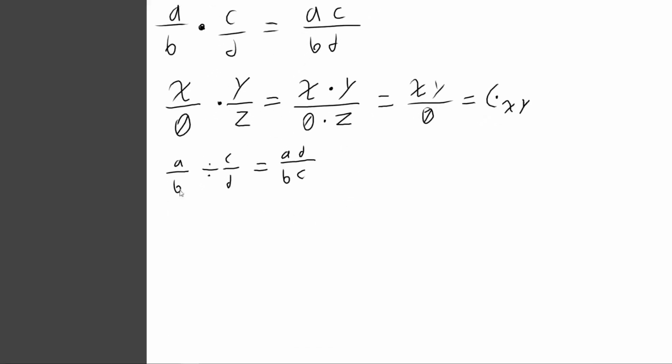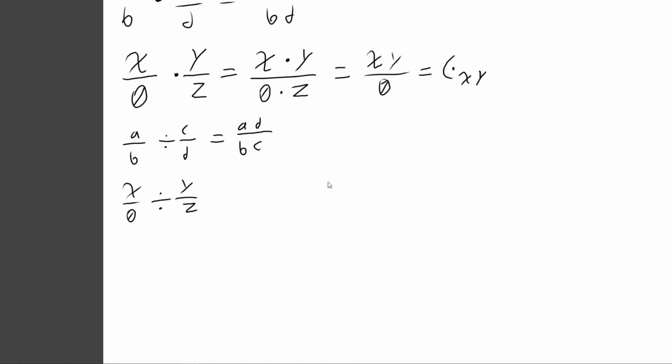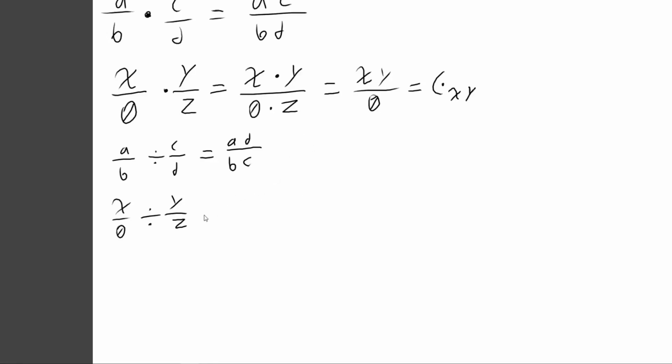We'll start with it on this side. So we'll go x over 0 divided by y over z, like so. And this will get us to x times z with y times 0 in the base. This equals cxz. So now the base is retained, but the number in the top of the fraction is lost.